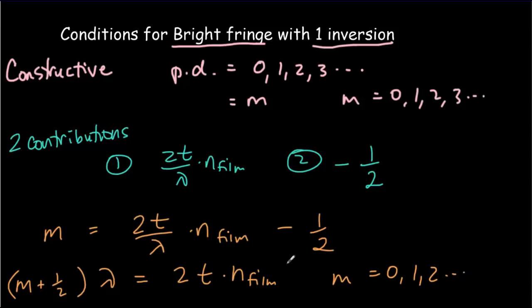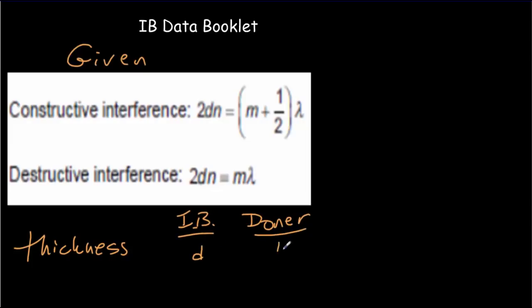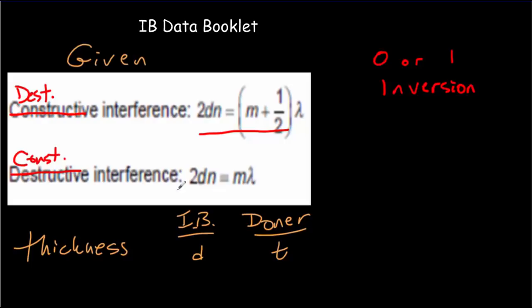So the reason that I wanted to use a negative 1/2 here is so that when I put in m equals 0 here, I don't get 0 minus 1/2, which would give me a negative number of wavelengths. So I just don't want to confuse myself with negative numbers, and that's why I wrote it this way. Now those two equations that I just derived are given in the IB data booklet. The only difference is that for the thickness, the IB likes to use a D, whereas me and many other textbooks like to use a T for thickness. And take note, they don't give us the equations for when there's 0 or 1 inversion. But all you have to do to get the 0 or 1 inversion equations is interchange constructive and destructive. So the destructive interference equation would be this one, and the constructive interference equation would be this one.